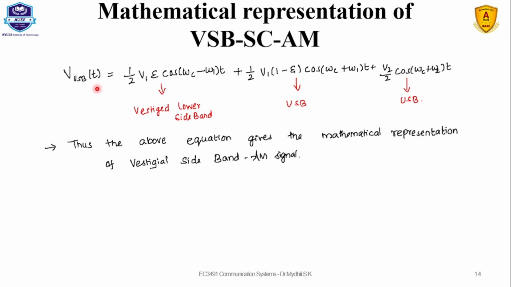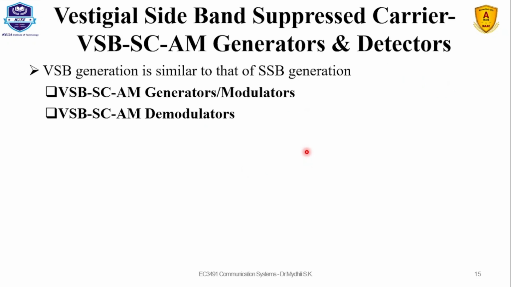This is the output message signal of a vestigial sideband modulated signal, which contains 1/2 V1 epsilon cos of (omega_c minus omega_1)t plus 1/2 V1 (1 minus epsilon) cos of (omega_c plus omega_1)t plus V2/2 cos of (omega_c plus omega_2)t. So this is the equation representing the mathematical expression of vestigial sideband AM.